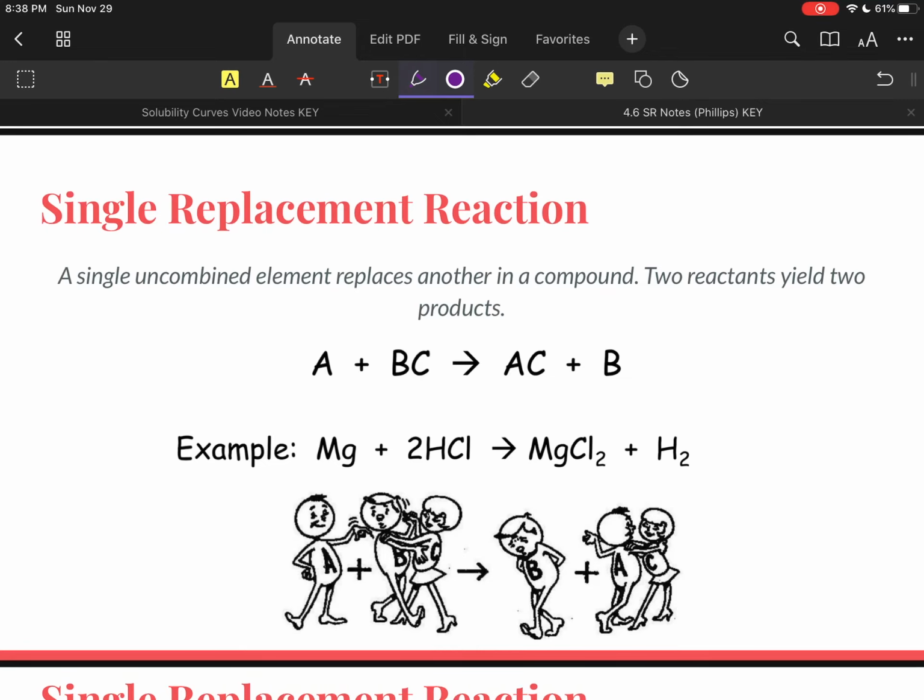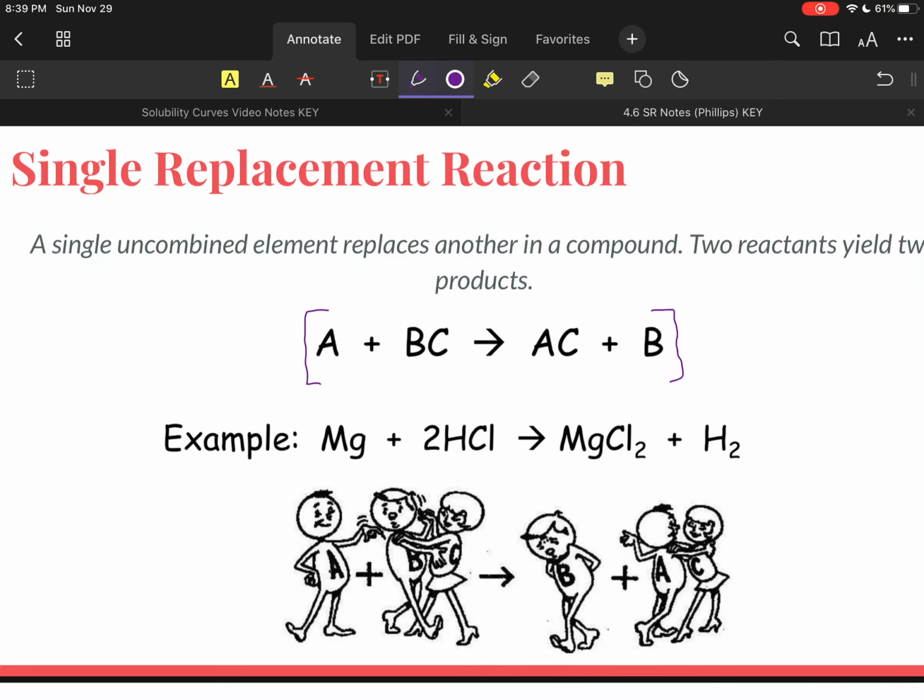So if you'd like to just write this down, I call it a sample equation. It's just a way to explain what's happening by using an actual equation rather than a definition. So what's happening is we have a single element here, we'll call it A, and then we have a compound. So remember, anytime you have two or more elements bonded together, we have a compound.